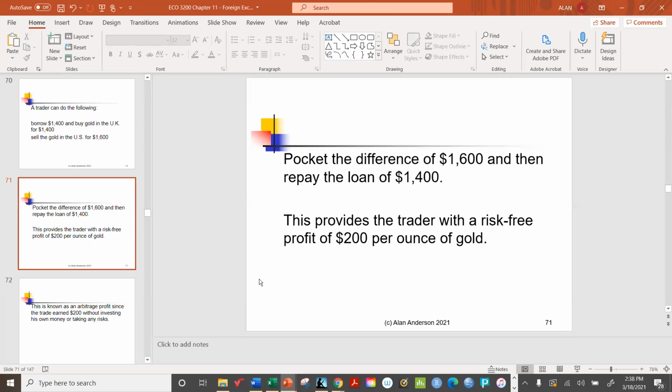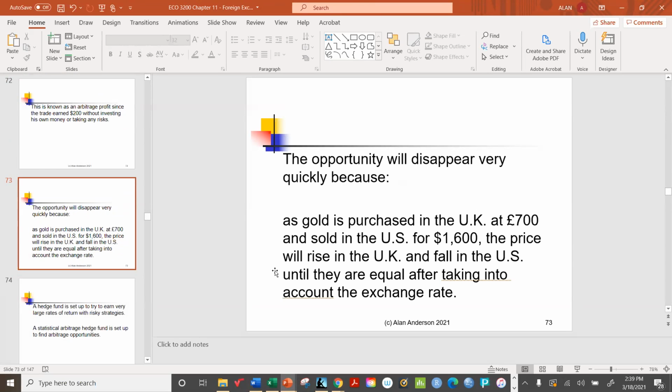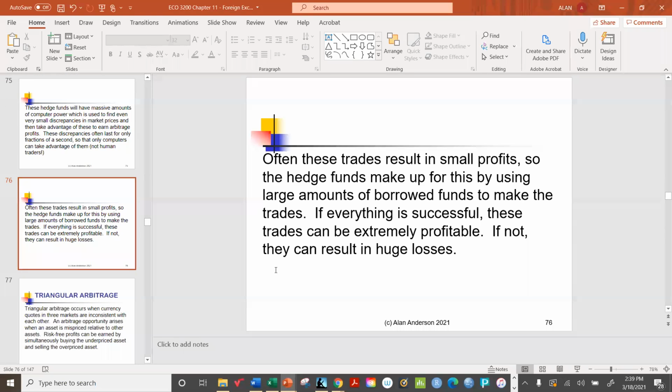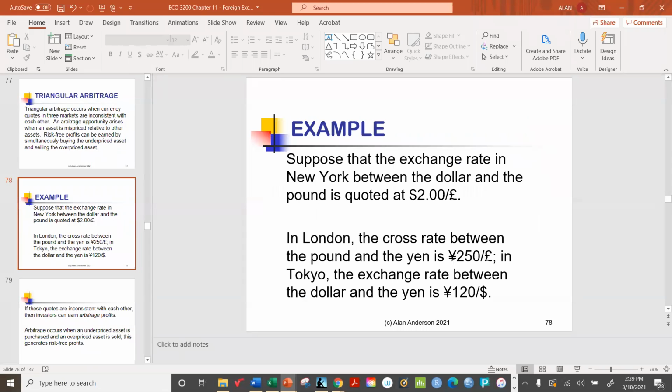But this does represent what we mean by an arbitrage profit. Arbitrage, again, means taking advantage of pricing differentials and using that to put risk-free profits in your pocket. Now, we looked at another type of arbitrage, which is unique to the foreign exchange markets, which is called triangular arbitrage. Now, this involves the relationship between exchange rates and cross exchange rates. In other words, if you recall, a cross exchange rate is one that does not involve the dollar.